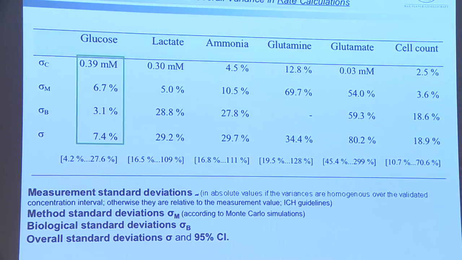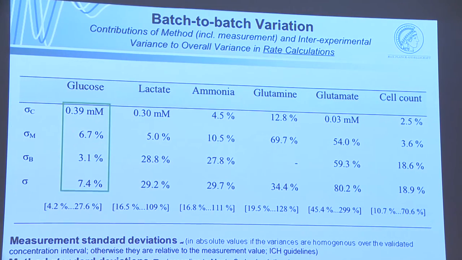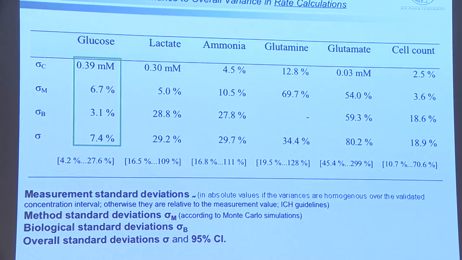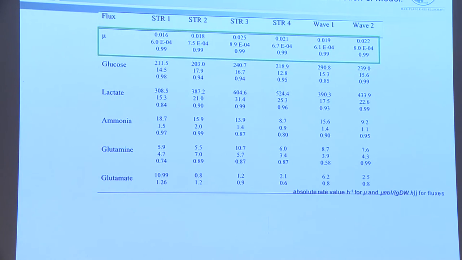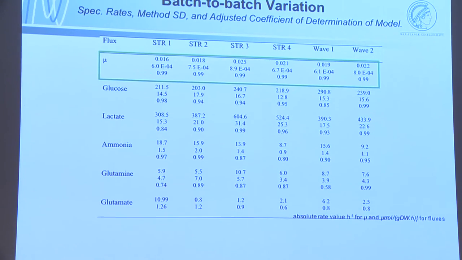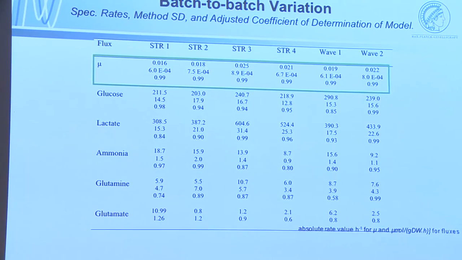And then if you look for batch-to-batch variations, and we consider the assay errors we make in calculating these metabolic flux rates, biological replication, and so on, the overall errors on the rates in our experiments go from 7.54% to, for glutamate, 80.2%. So there's a significant error in calculating these flux rates. And if you now compare these batches, which we've all done in a similar specific growth rate range, we see there are significant variations here.